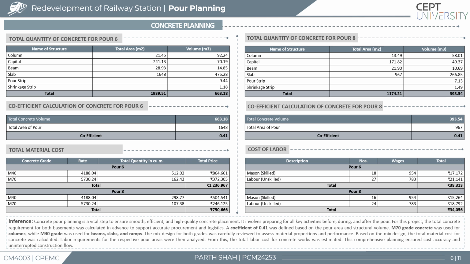In concrete planning, the quantity of concrete that will be required for these pours was calculated. The coefficient of concrete usage was calculated to be 0.41. Here, M70 grade concrete was being used for columns and M40 grade concrete was being used for beams, slabs and ramps. Material proportions were also studied and based on its mix design, the corresponding costs were determined. Labor cost was calculated by assessing the manpower required for these pours. Proper planning over here ensures timely concrete delivery and consistent quality.